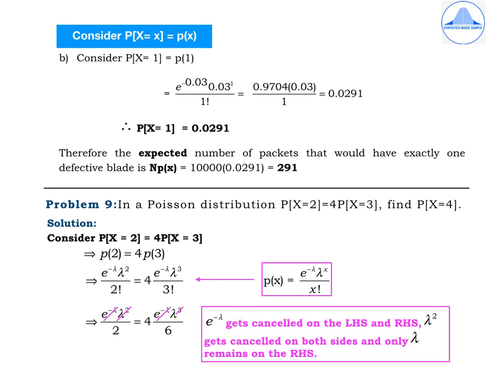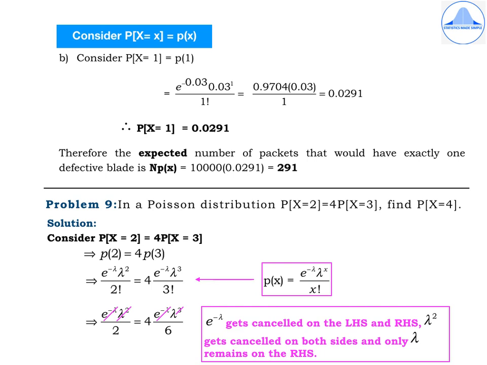Now all of you are aware that the p.m.f of the Poisson distribution is P of x equal to e to the power minus lambda, lambda to the power x divided by x factorial. So for P of 2 in the p.m.f, replace x by 2, and for P of 3 in the p.m.f, replace x by 3. So if we do that, we get the third step in the solution as e to the power minus lambda, lambda square divided by 2 factorial is equal to 4 into e to the power minus lambda, lambda cubed divided by 3 factorial.